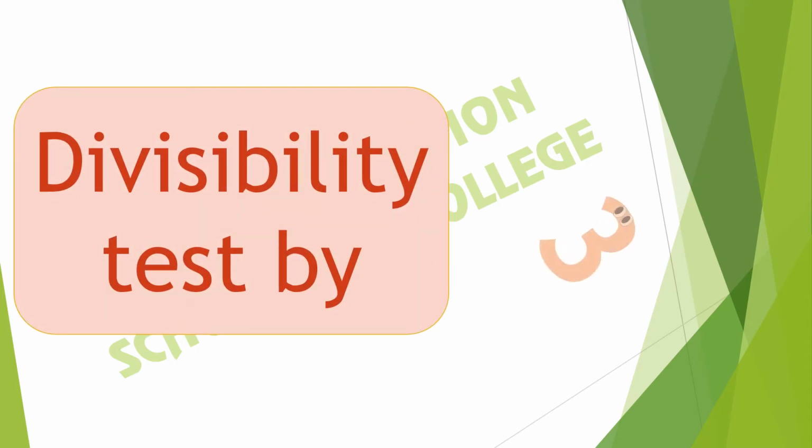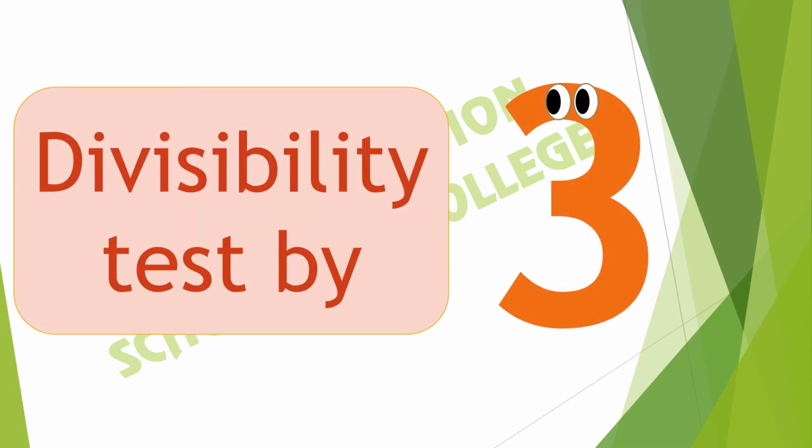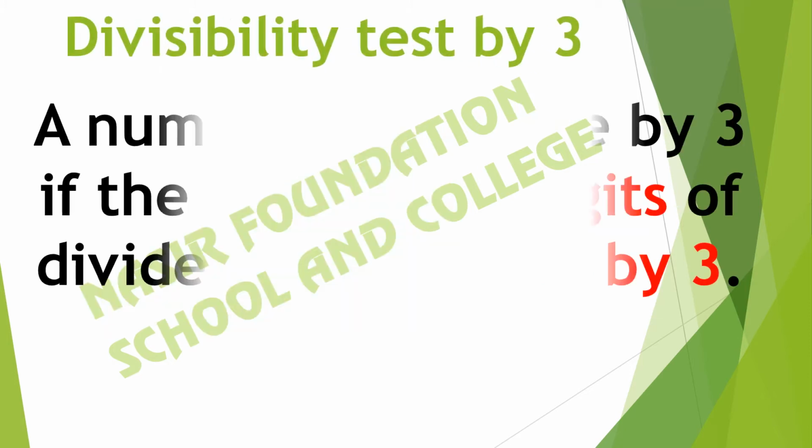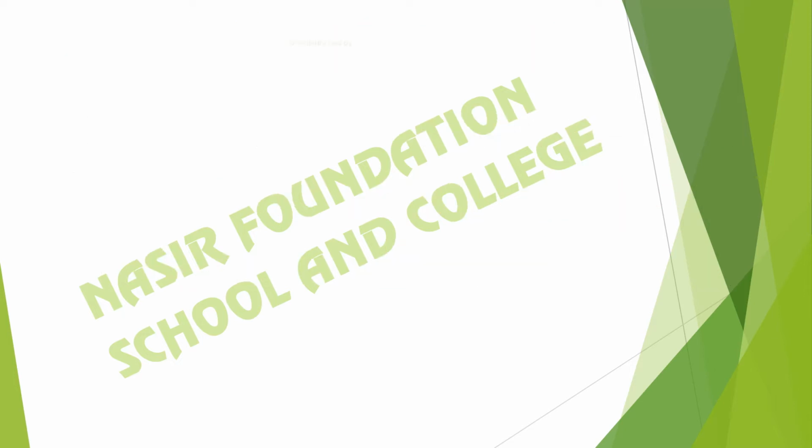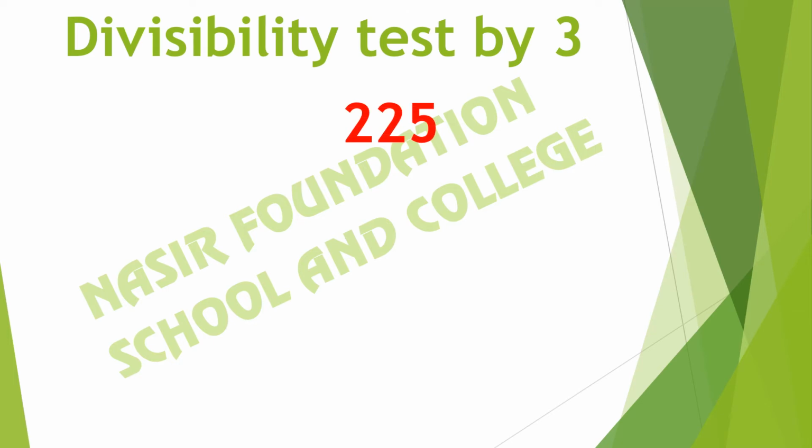Divisibility test by 3. What are the rules to know whether a given number is divisible by 3 or not? A number is divisible by 3 if the sum of the digits of the dividend is divisible by 3. Let's take an example. Here we have the number 225. If we divide it by 3, it is difficult for us. We will just apply the divisibility test to know whether it is divisible by 3 or not.